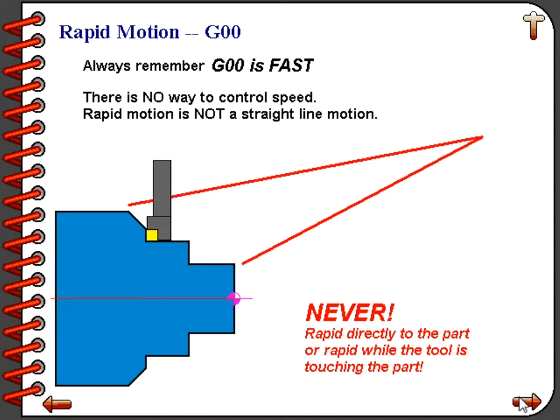You must also understand that the rapid motion will not move in a straight line. Both axes will be moving at the same speed. So what we would think, going from the start point to the end point, is that the tool would move in a perfectly straight line. This can't happen under the effect of G00, rapid motion. Let's take a look at the next slide and we'll see this graphically demonstrated.